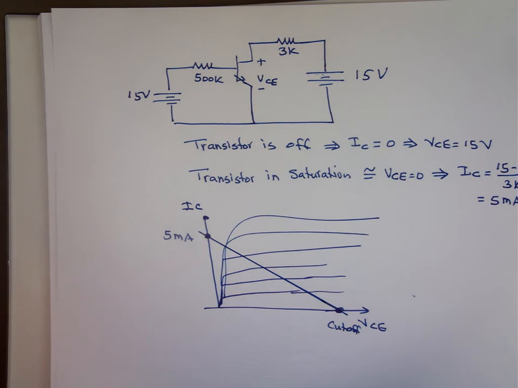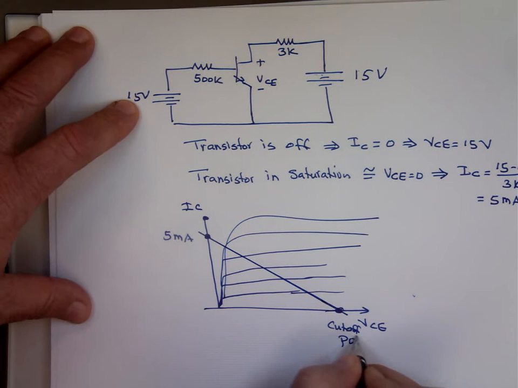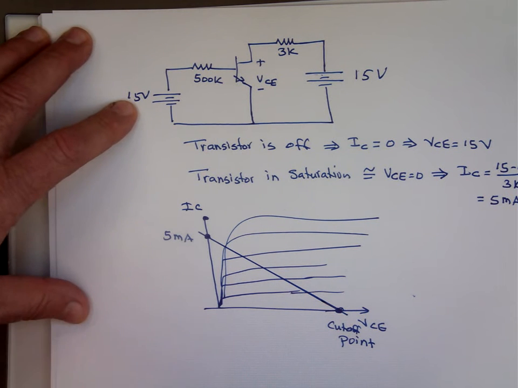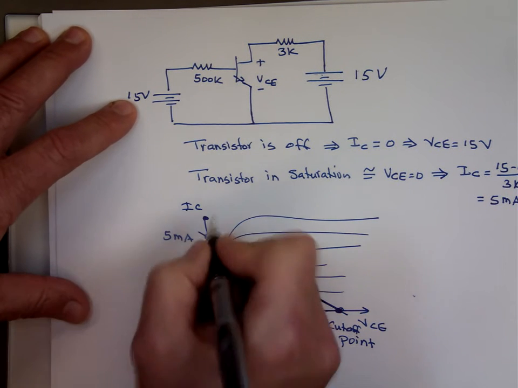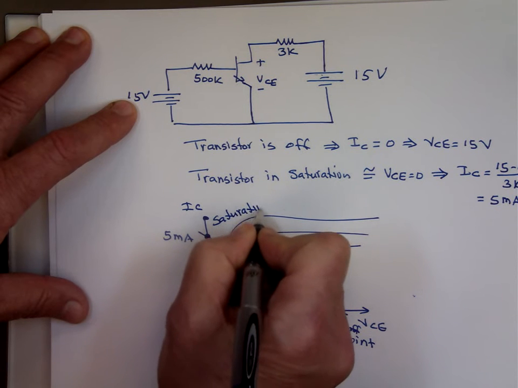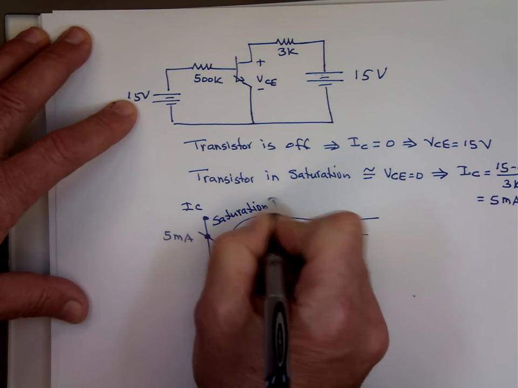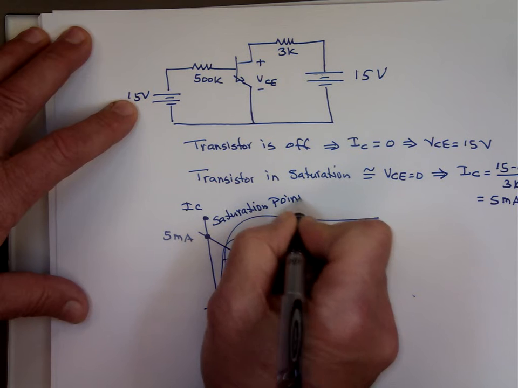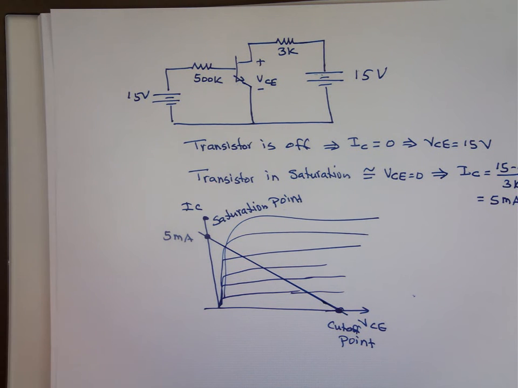Now this point is called the cutoff. That's the cutoff point. And this point here is called what? The saturation point. What does that mean, the cutoff? The cutoff means the transistor is not even working. So what about the saturation?